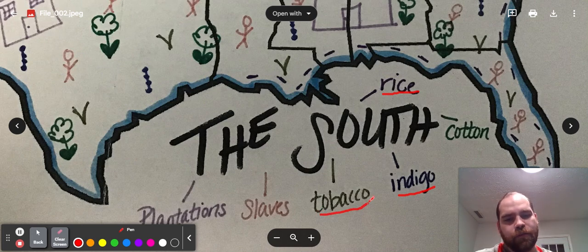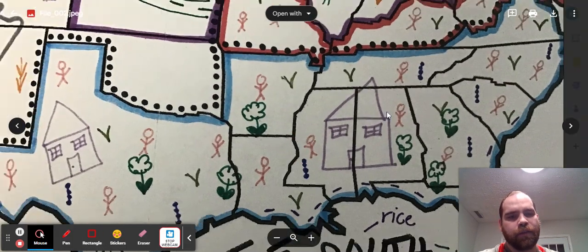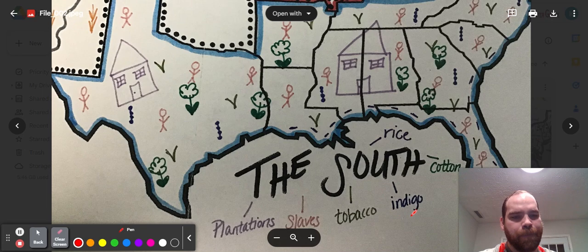Tobacco started off most important of all of the cash crops way back in colonial times, and now it's kind of playing second fiddle, but still important because obviously, if you have an addictive product, there's a lot of people who are going to want to buy that. And then cotton. In this era, in the 1800s, cotton is the most important thing the South grows.